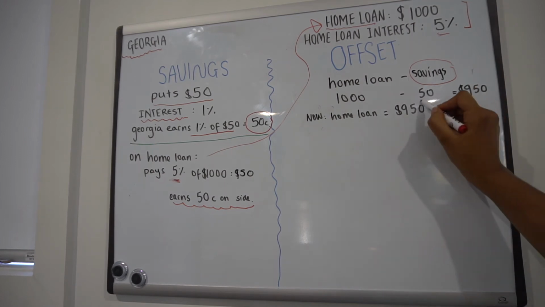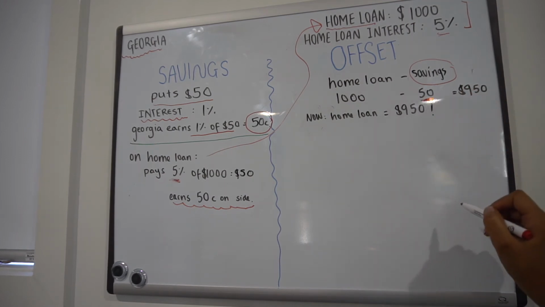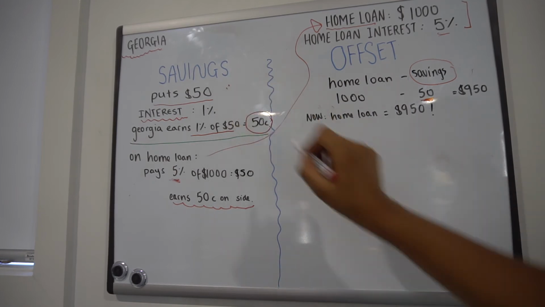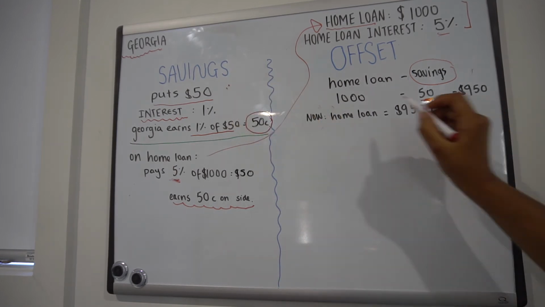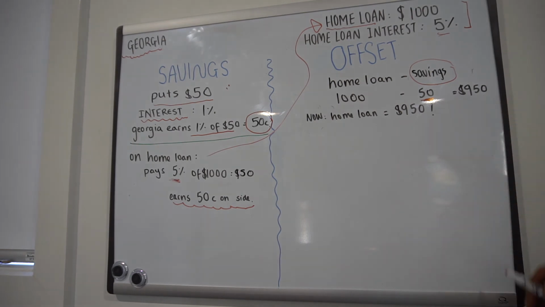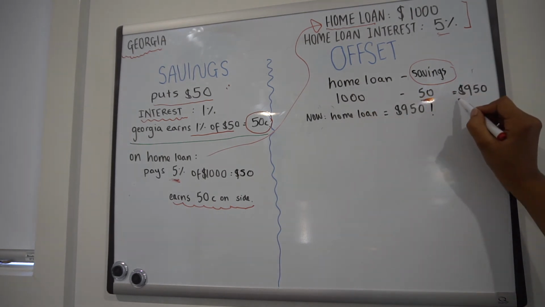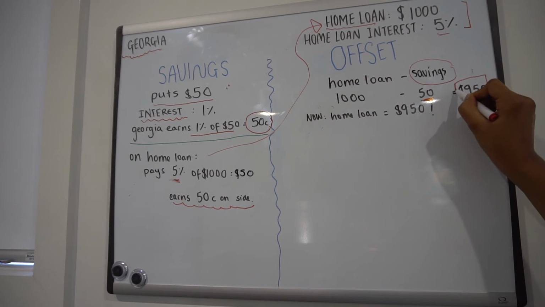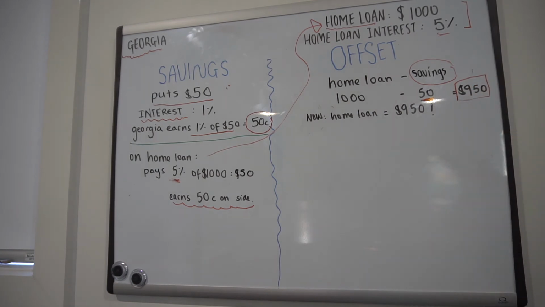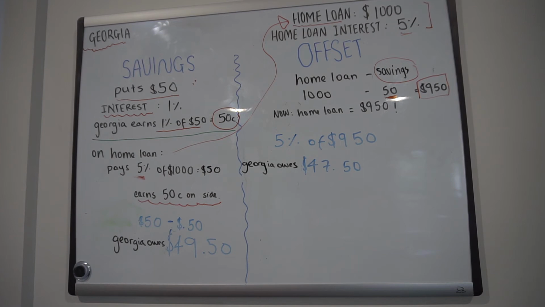So, remember how Georgia had put $50 into her savings account over here? That $50 in an offset can be subtracted from the $1,000 home loan, meaning she only has to pay interest on $1,000 minus $50, $950. So, an offset account is a deduction account. Whatever and whenever Georgia earns will be deducted from her home loan. Let's compare the two now.